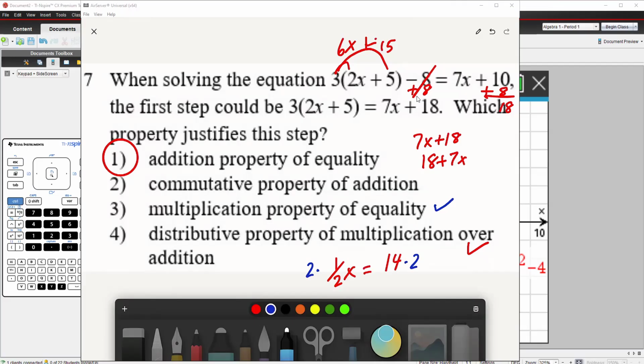So I just went through and showed you an example of the other properties. But the one that we use for this example is we just added 8 to both sides, so it's the addition property.